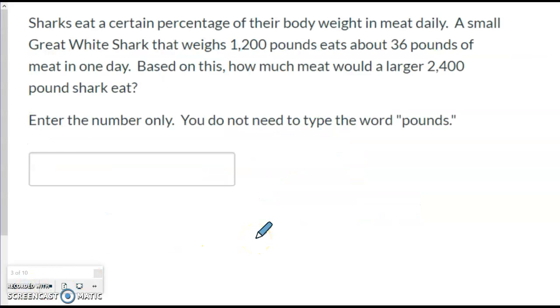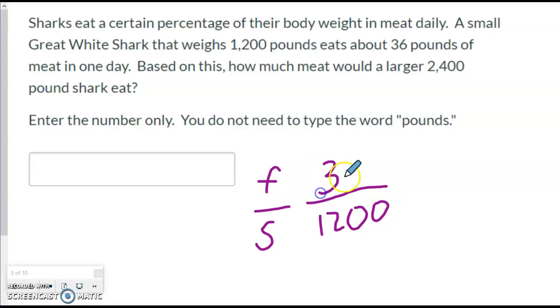Sharks eat a certain percentage of their body weight in meat daily. A small great white shark that weighs 1,200 pounds eats about 36 pounds of meat in one day. Based on this, how much meat would a larger 2,400 pound shark eat? Again, I would do a proportion with this. So we have the food, how much the food weighs in pounds, and how much the whole shark weighs in pounds. So if we have a shark that's 1,200 pounds, he's going to eat 36 pounds of food.